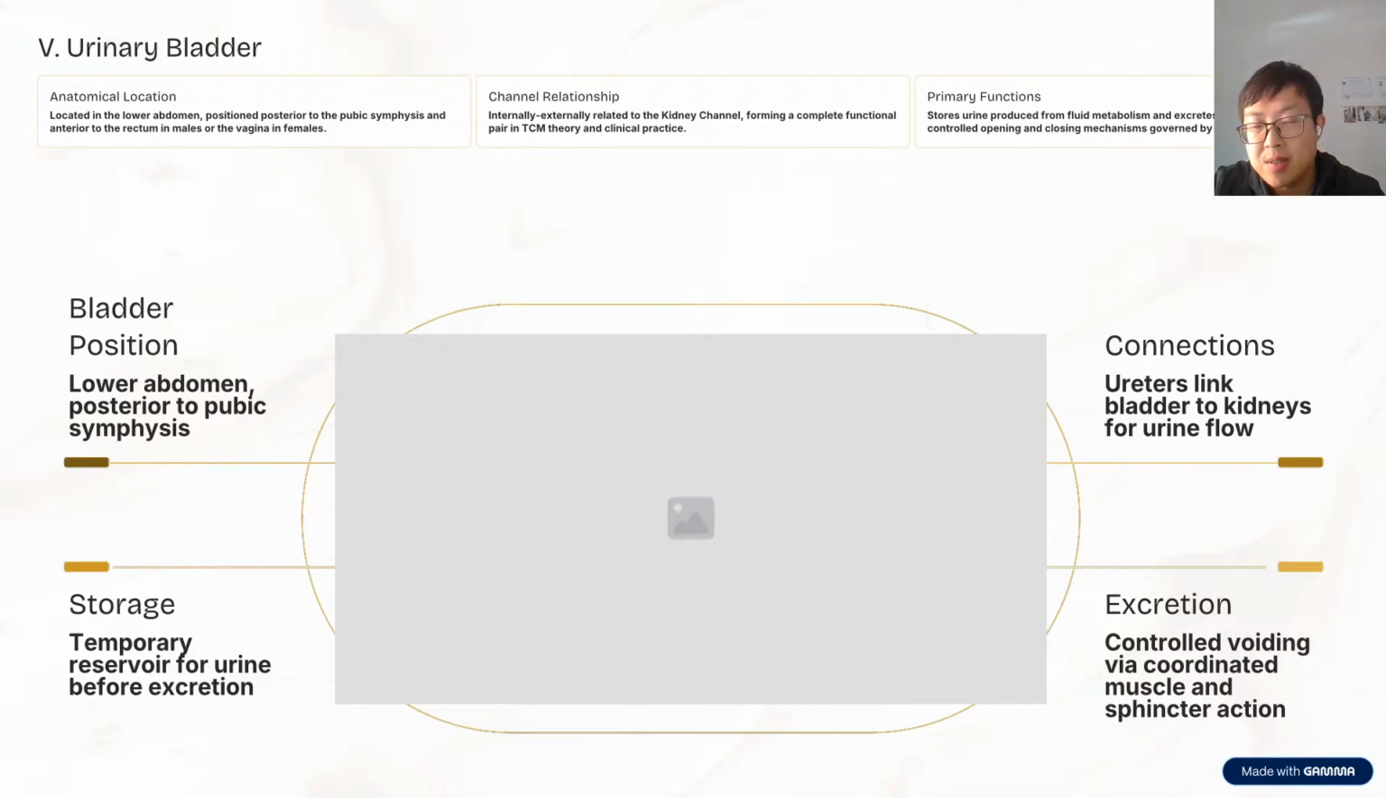So in Chinese medicine, the bladder's main function is to store the urine, but this function depends on the kidney energy. And the bladder can push the urine out of the body. So when the kidney energy is deficient, the urination function will not be well.